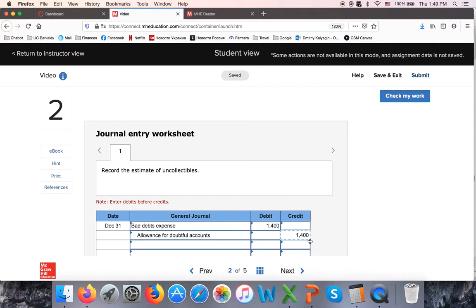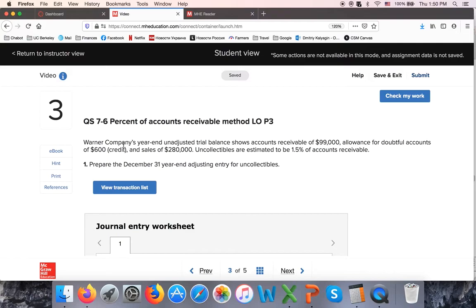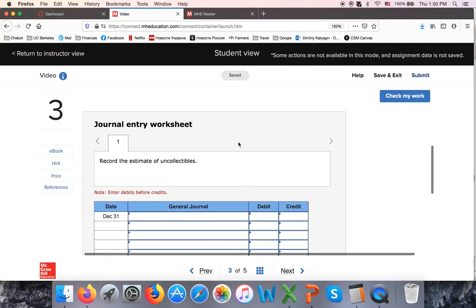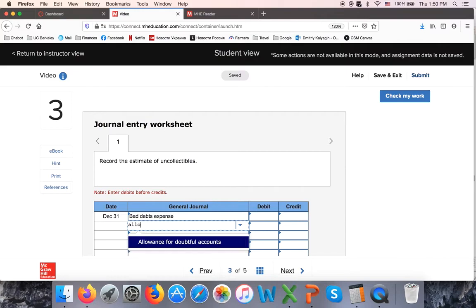So let's go to quick study 7-6, and there's actually two components to it. But right here, they just give us one component. So I'll do instruction 1 and I'll do instruction 2 separately. So same information, but now we have to use percent of receivables. So I'm going to, again, use the same accounts. Bad debt expense, allowance for that. By the way, this could be called differently depending on the business, but this is what we're using.